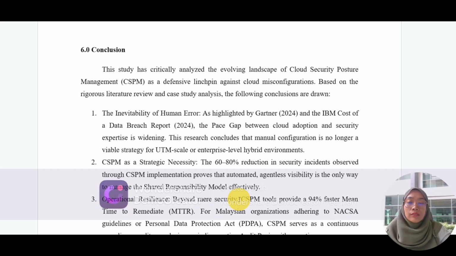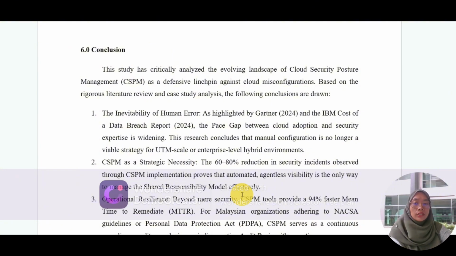Hi, I'm Shahira. For the conclusion, this study has critically analyzed the evolving landscape of cloud security posture management (CSPM). Firstly, the inevitability of human error, as highlighted by Gartner and the IBM Cost of a Data Breach Report 2034, the gap between cloud adoption and security expertise is widening. This research concludes that manual configuration is no longer a viable strategy for hyperscale or enterprise-level hybrid environments.